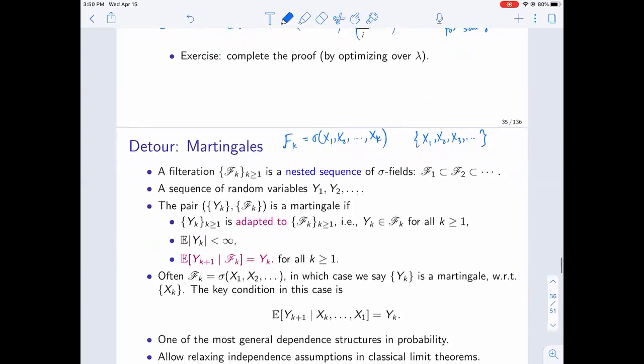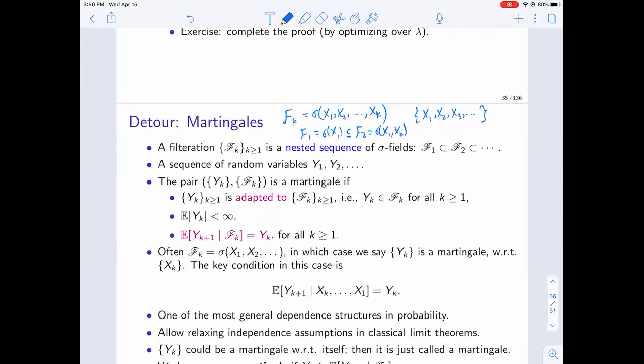Anyways, these are nested. For example, F1 would be the information carried in X1, F2 would be the information carried in X1 and X2, and of course F2 contains F1 and so on. Now take another sequence of random variables, Y1 up to Yk. This sequence, together with this filtration of sigma fields, is a martingale if, in terminology from probability theory, the sequence is adapted to this filtration, which means that Yk belongs to Fk, or Yk is measurable with respect to Fk. That's the meaning of that notation.